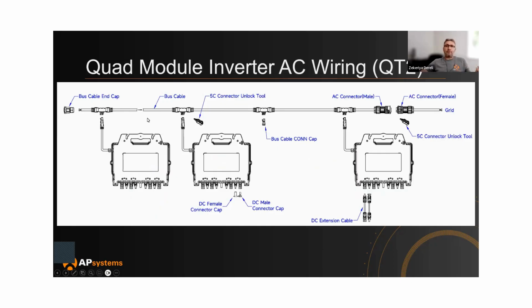Now, with the Q22, for instance, as mentioned, you get a number of inverters per trunk cable. If it's the 208 volt version, you have five. If it's 480, you have 11. So in the case of 480, the trunk cable will have 11 inverters.